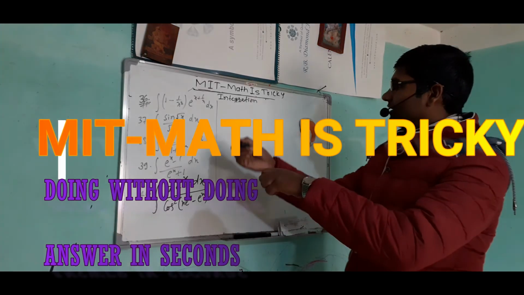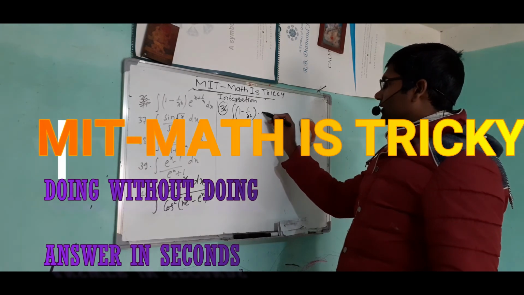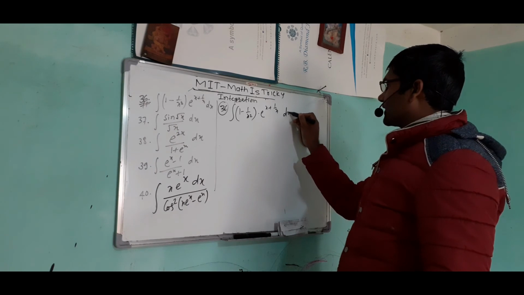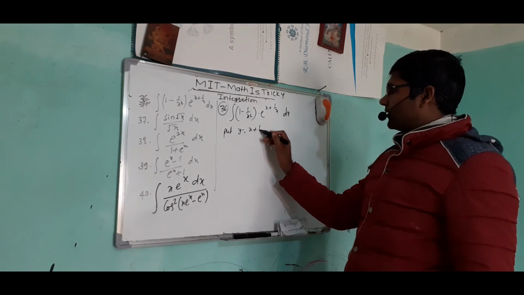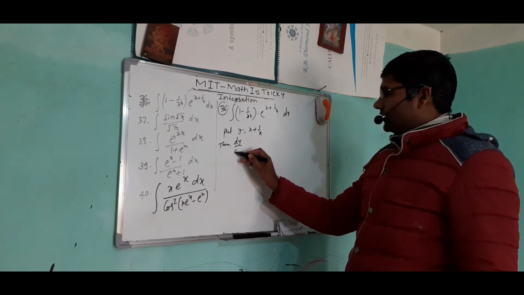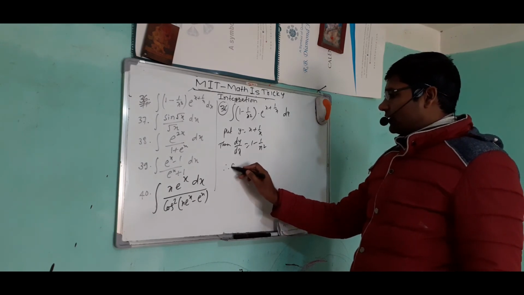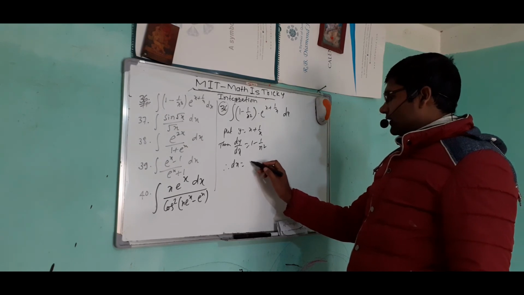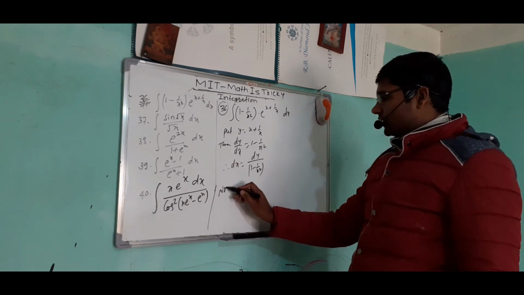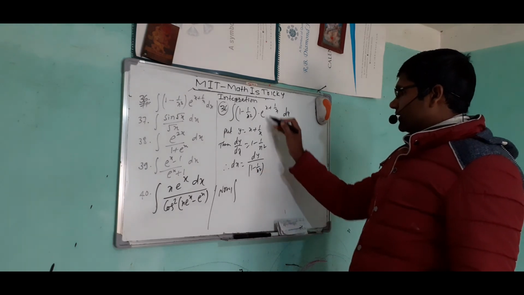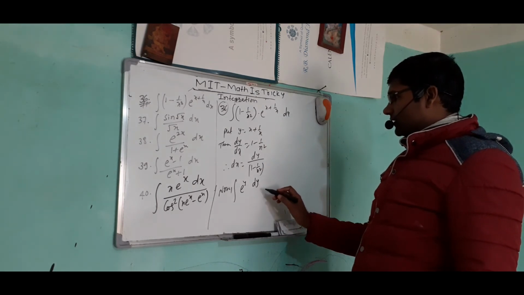Now let's continue. Question number 36. Here the problem is 1 minus 1 by x squared times e power x plus 1 by x dx. So now as before, let's put y equals x plus 1 by x. Then you'll get dy by dx equals 1 minus 1 by x squared. We know the derivative. So therefore we can write dx equals dy by 1 minus 1 by x squared. Now the question becomes e power y dy.